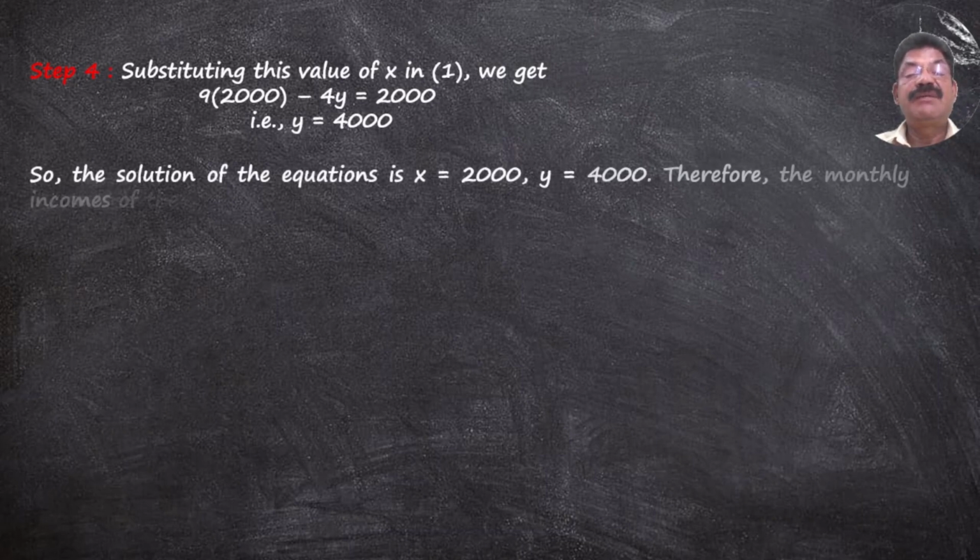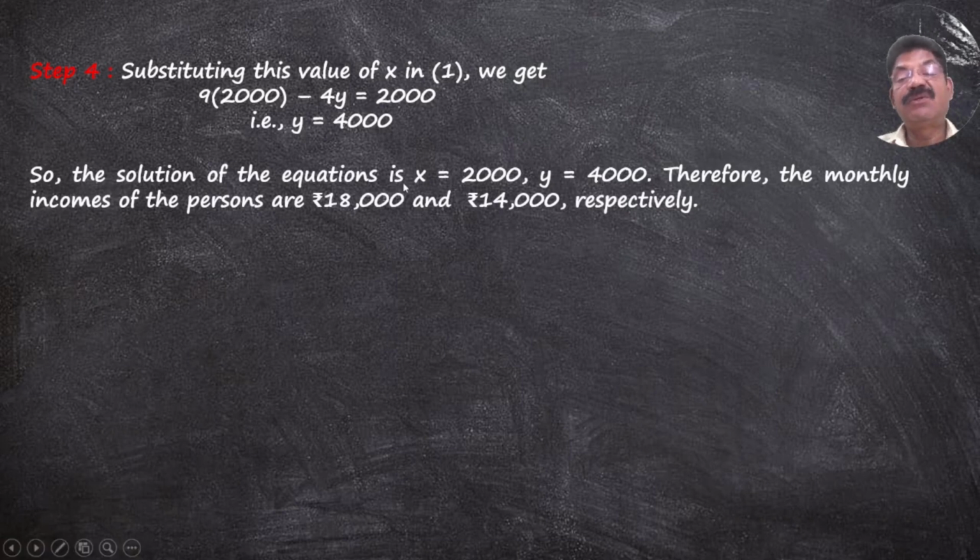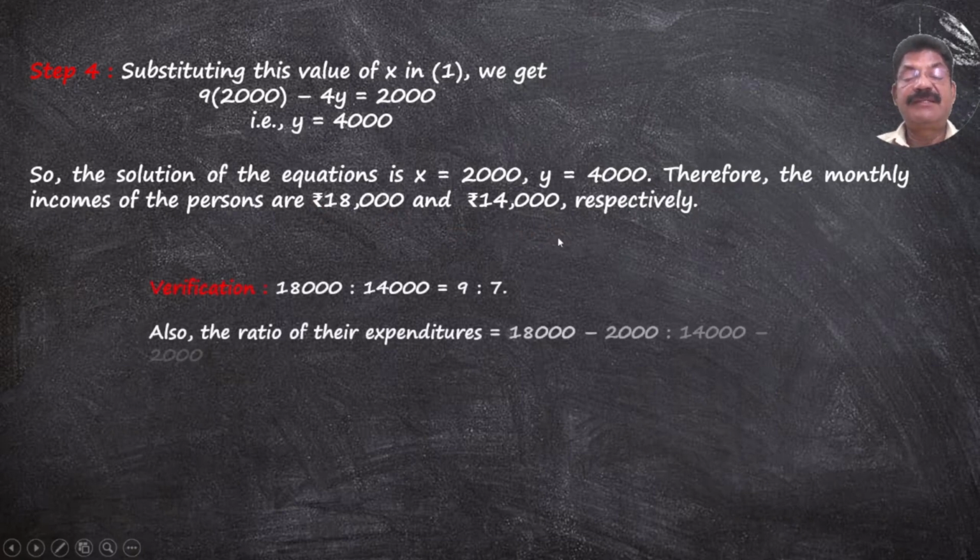Now we can find the incomes of both the persons. Since x is equal to 2000, income of the first person is 9x, therefore it is rupees 18,000. Income of the second person is 7x, therefore it is 14,000. Now you can verify this. 18,000 is to 14,000 is equal to 9:7. Now the expenditure ratio: 18,000 minus 2,000 is to 14,000 minus 2,000, which is equal to 16,000 is to 12,000, which is equal to 4:3. Hence, verification is done.